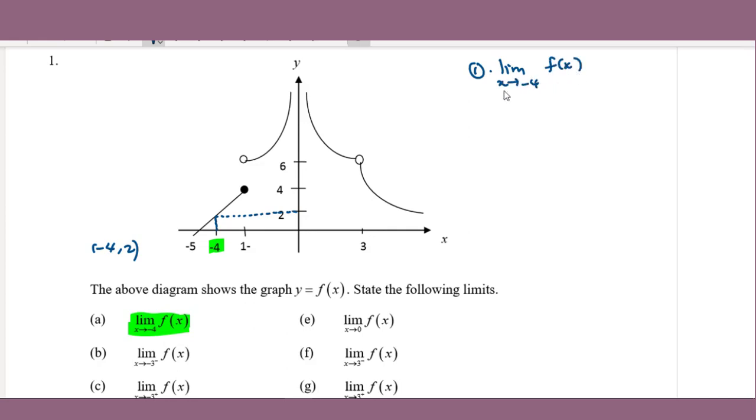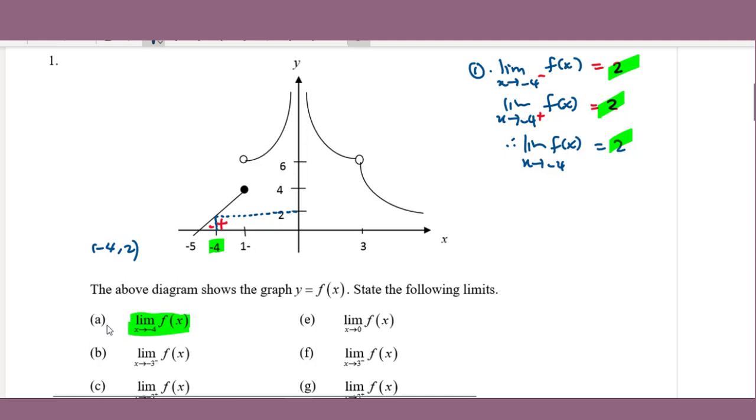Let's say from the left, the limit of f(x) is equal to 2. When x approaches -4 from the right, it is also 2. Therefore, the limit of f(x) as x approaches -4 is equal to 2, because both sides give the same value. That settles number A.